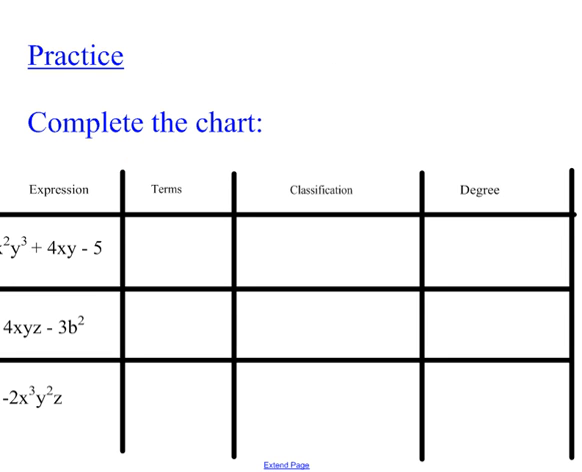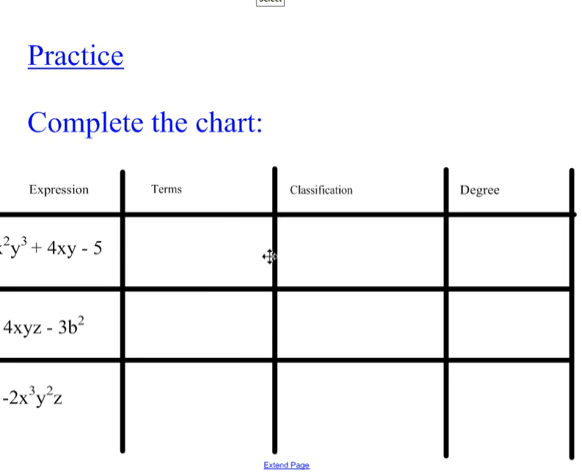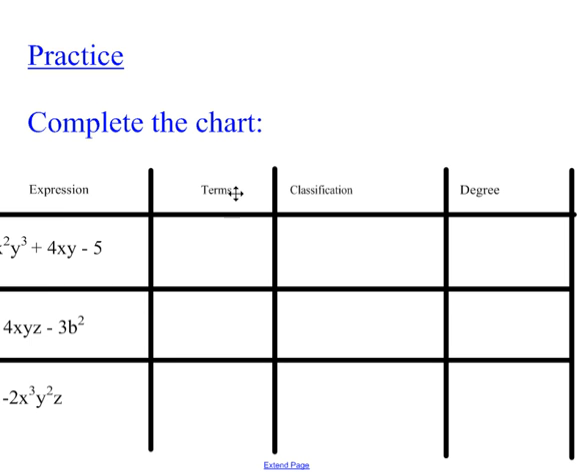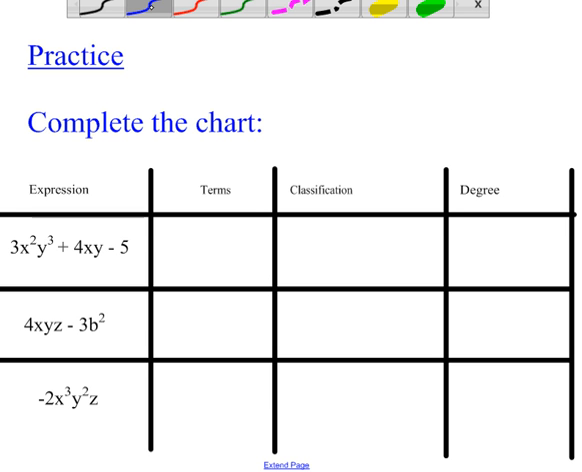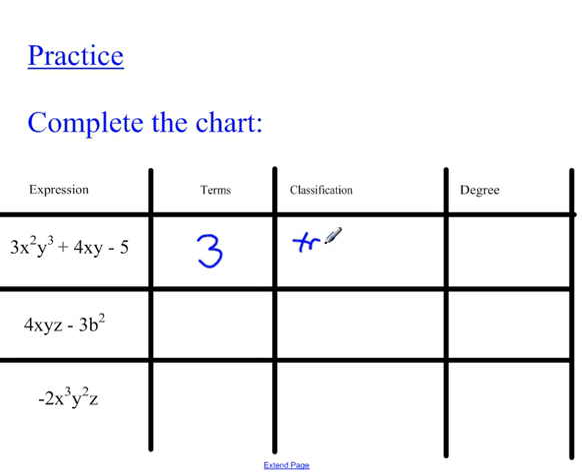All right, for this one, I just have to adjust the screen a bit because it's gotten cut off. Again, for this one, what I want you to do is try it on your own, pause the video, and then check if you're right. For terms, I just want you to write how many terms there are. Classification is monomial, binomial, trinomial, or polynomial. So for the first one, there are 3 terms. That's called a trinomial.